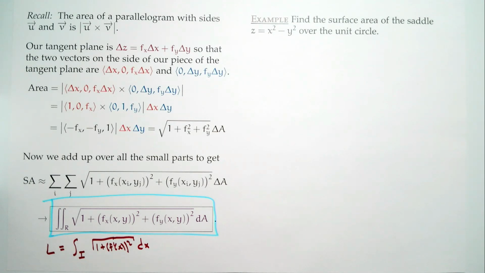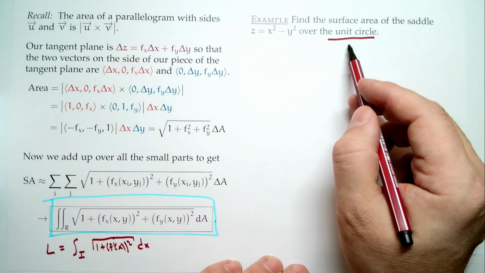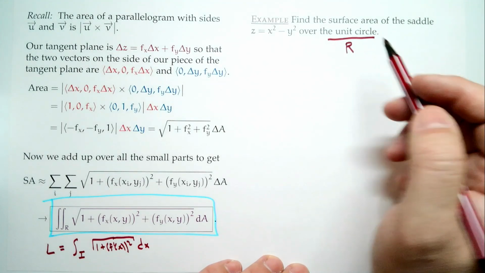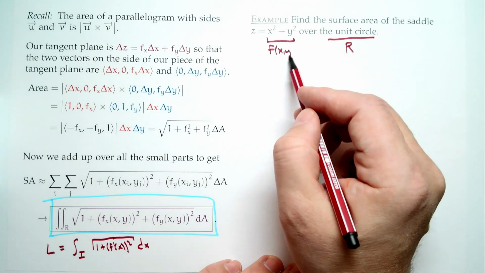Find the surface area of the saddle. Remember, that's a thing that looks a little bit like a Pringle chip. z equals x squared minus y squared over the unit circle. Okay. So the nice thing is, we have the formula. The unit circle is our region R, and this x squared minus y squared is our function f of x, y.